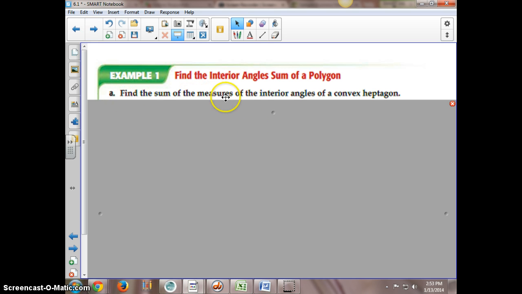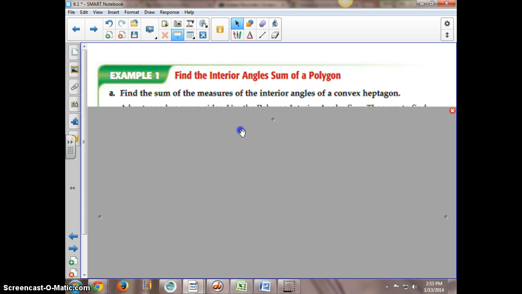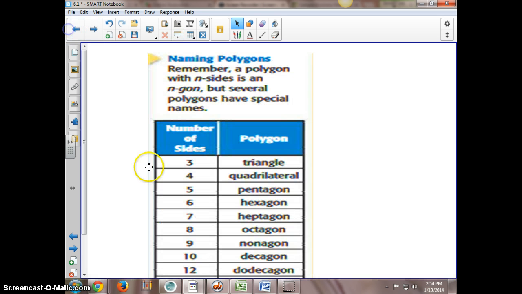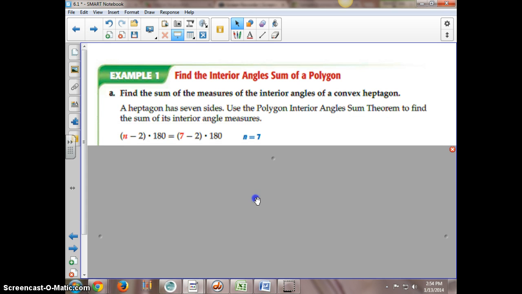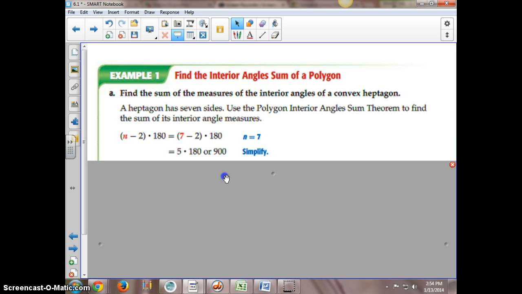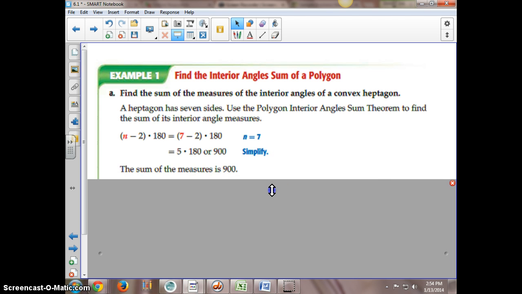Find the sum of the measures of the interior angles of a convex heptagon. So heptagon means how many sides? Heptagon is 7. All right, so we're going to use that theorem we just came up with. So 7 minus 2 is 5, so we're just going to do 5 times 180. So the sum of all those interior angles is 900.